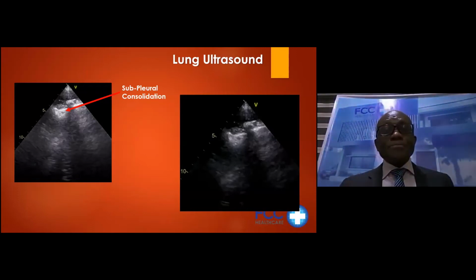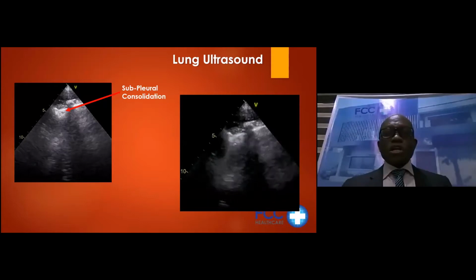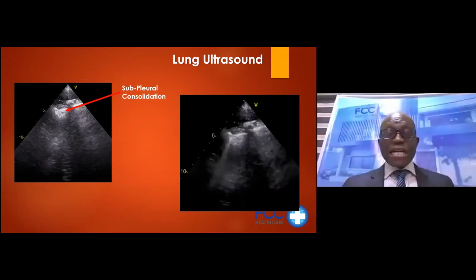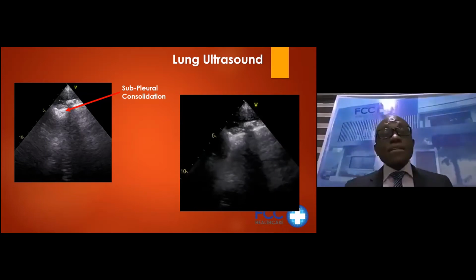So if I play this, aha, then you could see there are actually broad B lines that are coalesced. They are not easily seen. There's still this area where you can see one, but these areas are actually a lot of B lines that are fused. So that's ultrasound diagnosis.